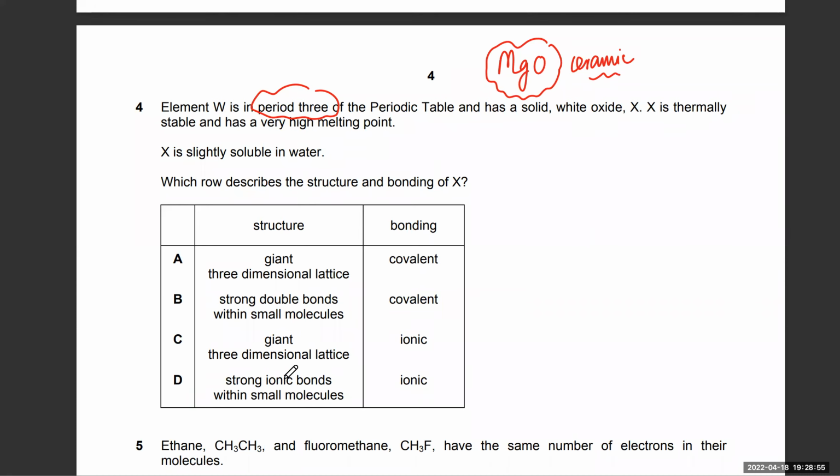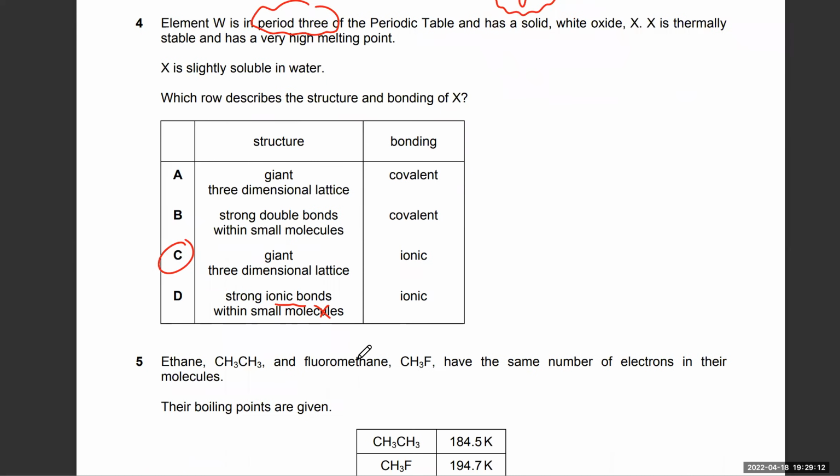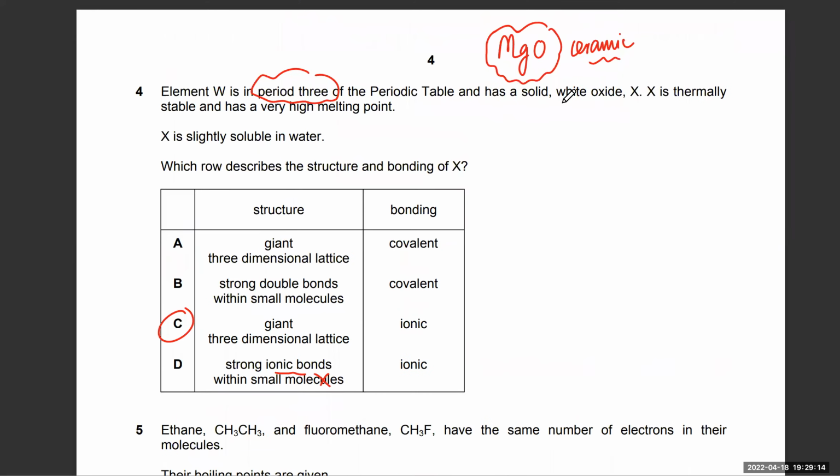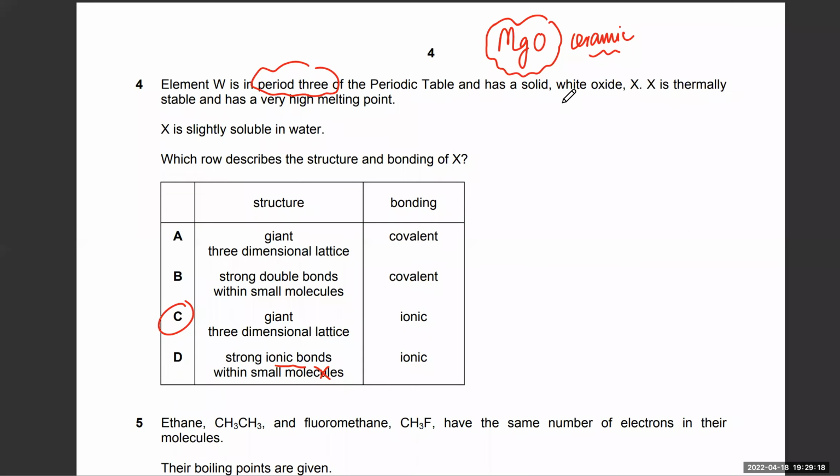Which one is the correct? This one is wrong because it has ionic bonds, but you don't call something that has ionic bonds molecules. So C is the correct one. That's a giant 3-dimensional ionic lattice. You've got other oxides also which have high melting points, but they're not soluble. Aluminum oxide, silicon oxide, but they're not soluble in water.